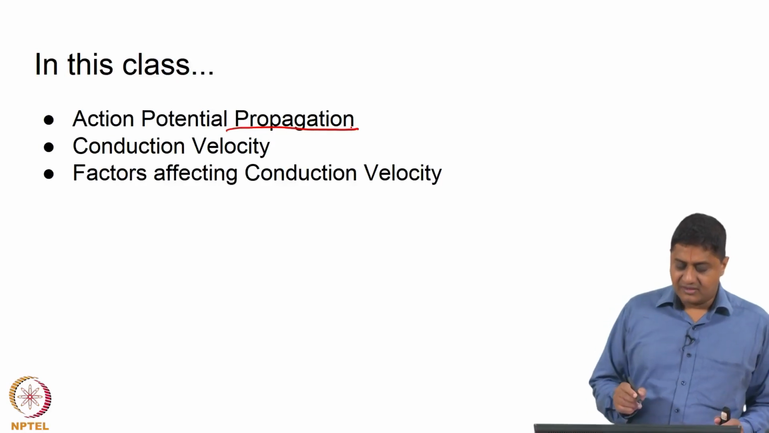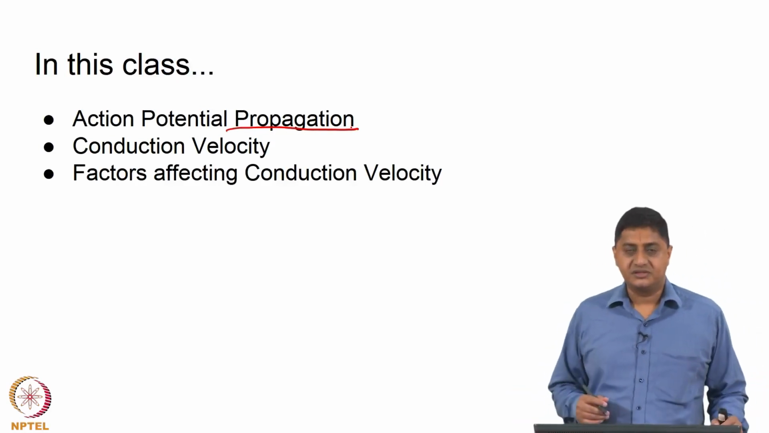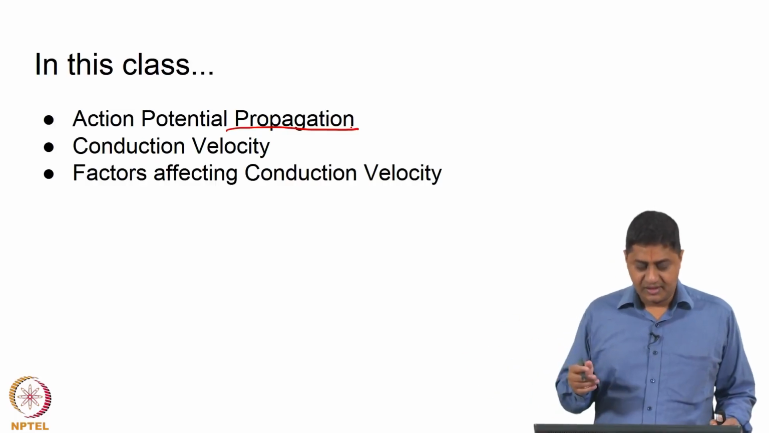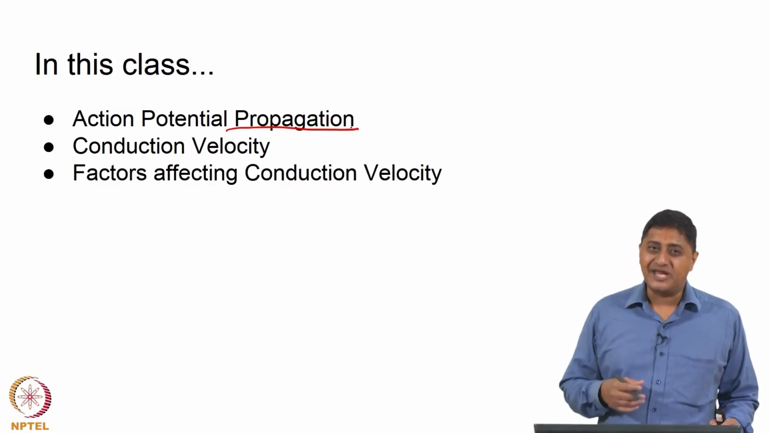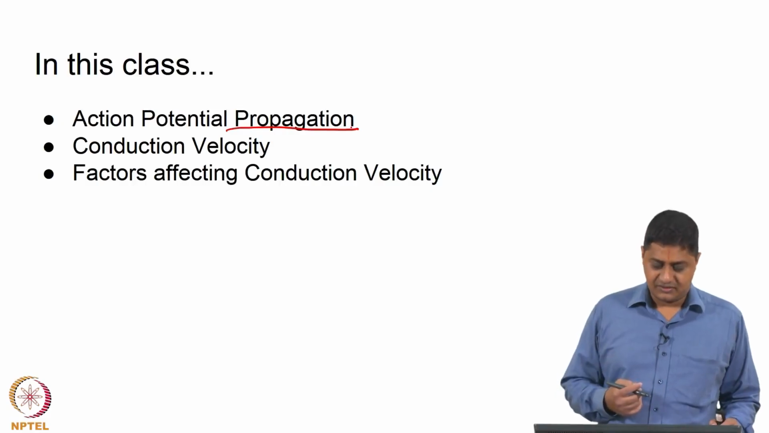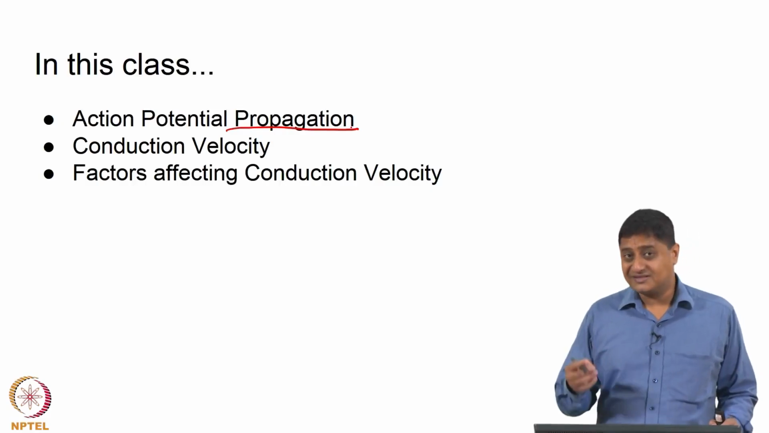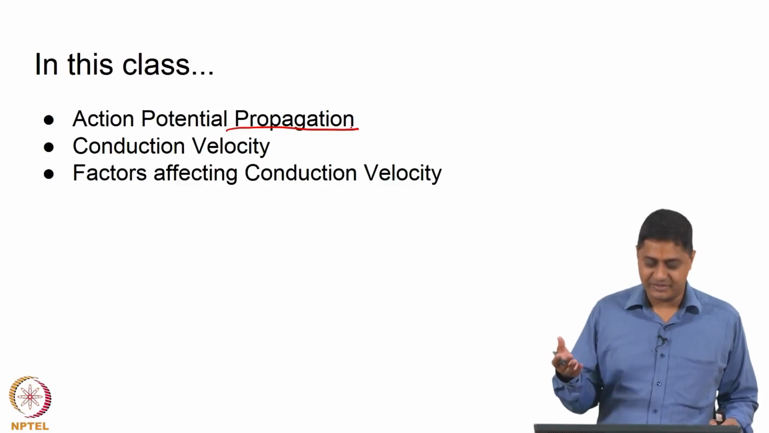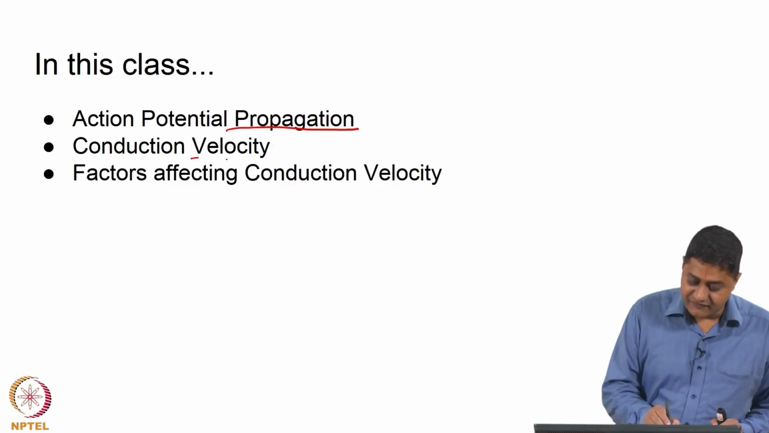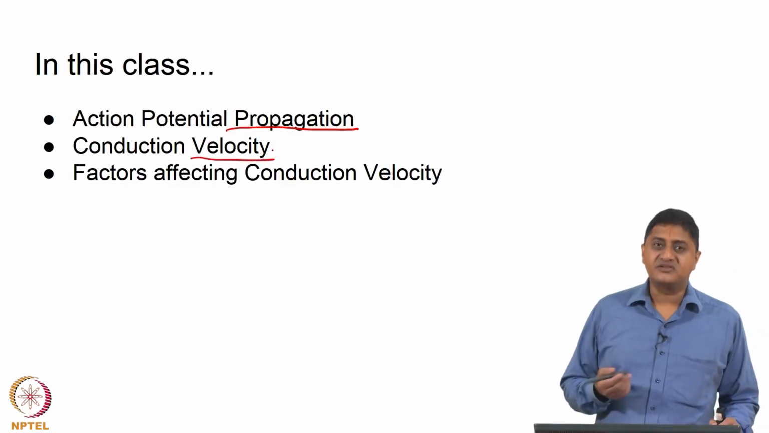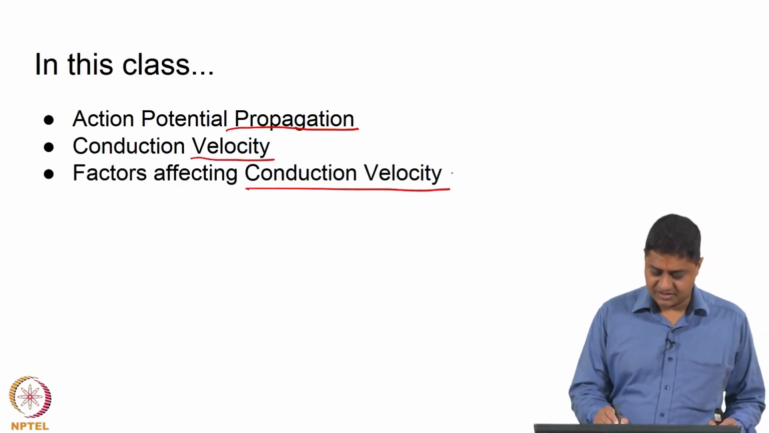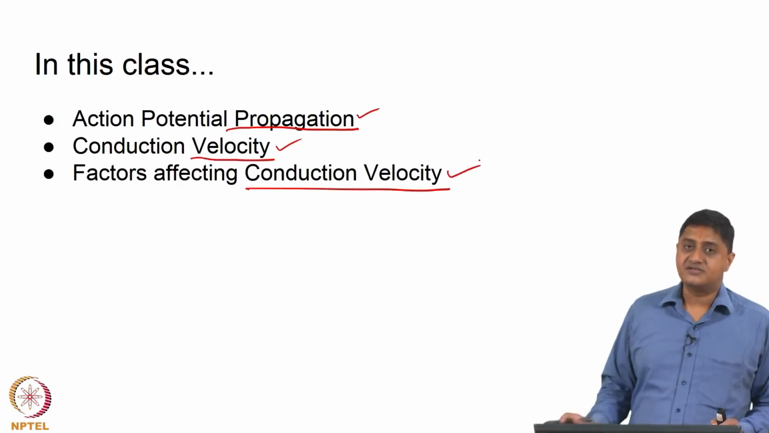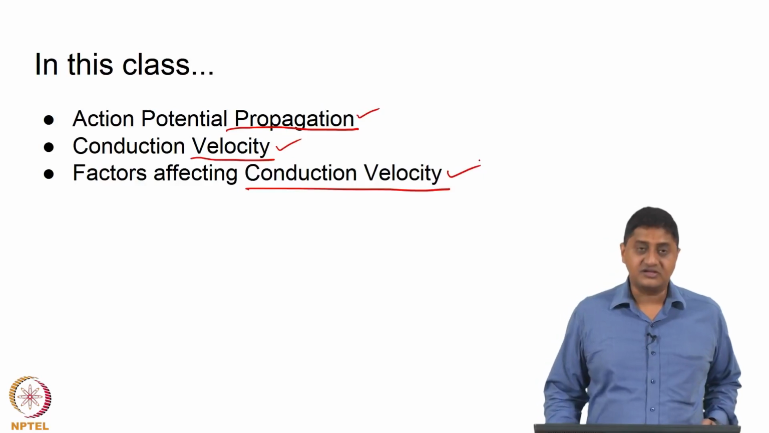Whenever something moves from one point to another, you say that it has been displaced, it has moved. So, this is propagation of information. That is one. Whenever you say that something is getting displaced, the second question that arises is how fast has it been displaced? That is related to conduction velocity in this case, and what are the factors that affect conduction velocity.